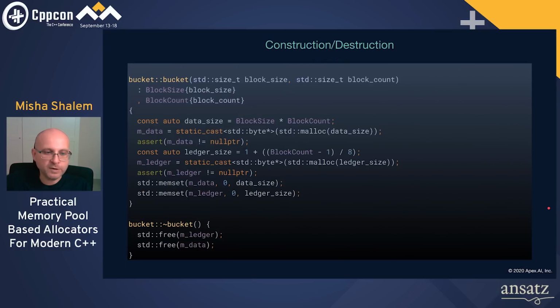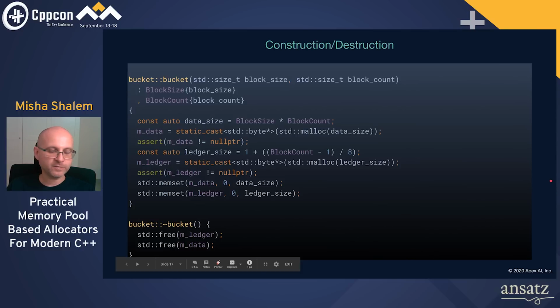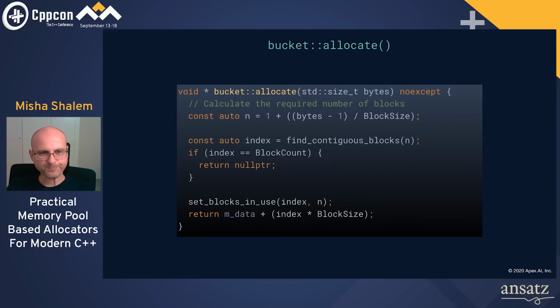Now we are going to take a look at the constructor, which is rather trivial, just 2 mallocs, and of course we do some rounding up for ledger size in order to have enough bits for every block, and we zero everything out, and this is basically it, and the destructor is going to free everything. Now if we need some kind of alignment, it's probably going to be here, so instead of malloc we are going to use something which can give us a custom alignment, but again not in this presentation.